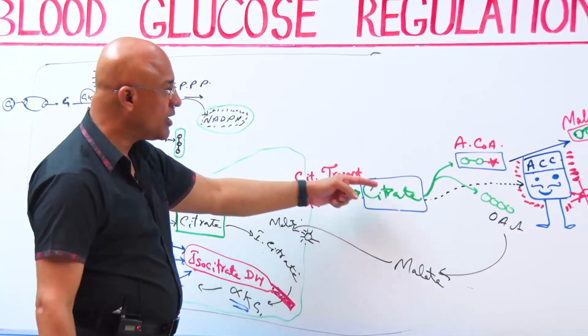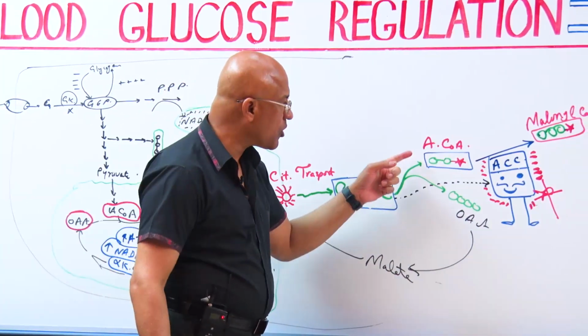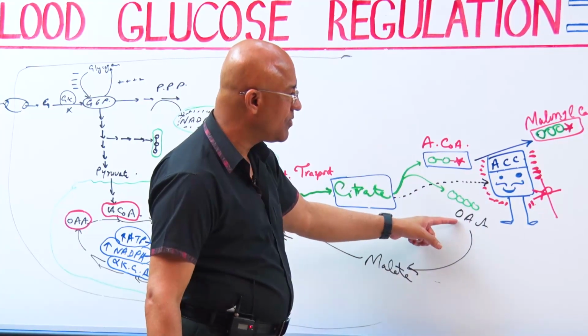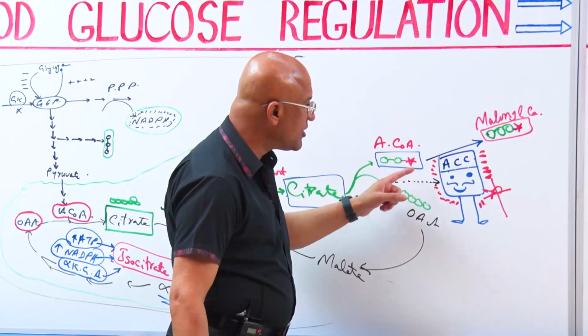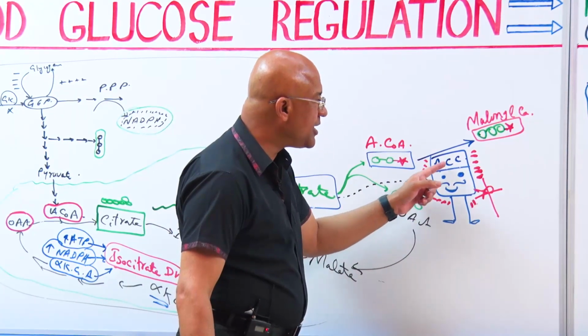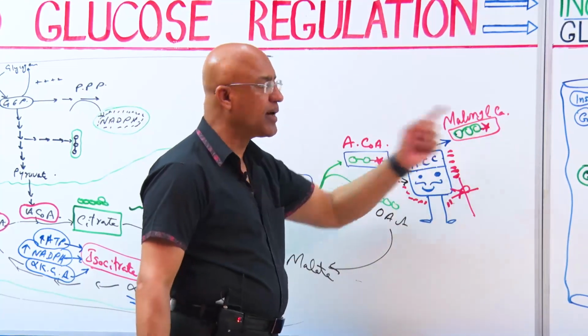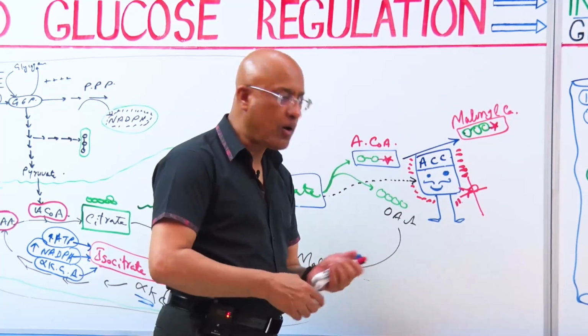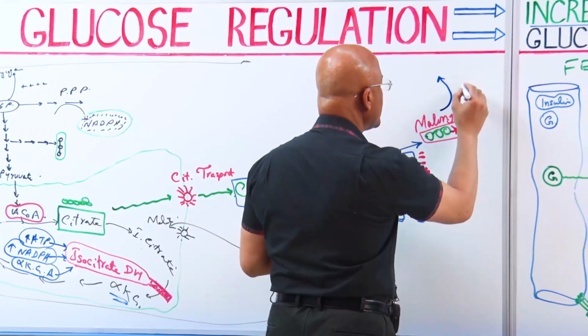When it runs out into cytosol, the citrate is taken up by the lyase and broken down into acetyl-CoA and oxaloacetate. This acetyl-CoA is acted upon by ACC, acetyl-CoA carboxylase, and can make malonyl-CoA, right? Now after that, the next enzyme is fatty acid synthase. What is this enzyme?